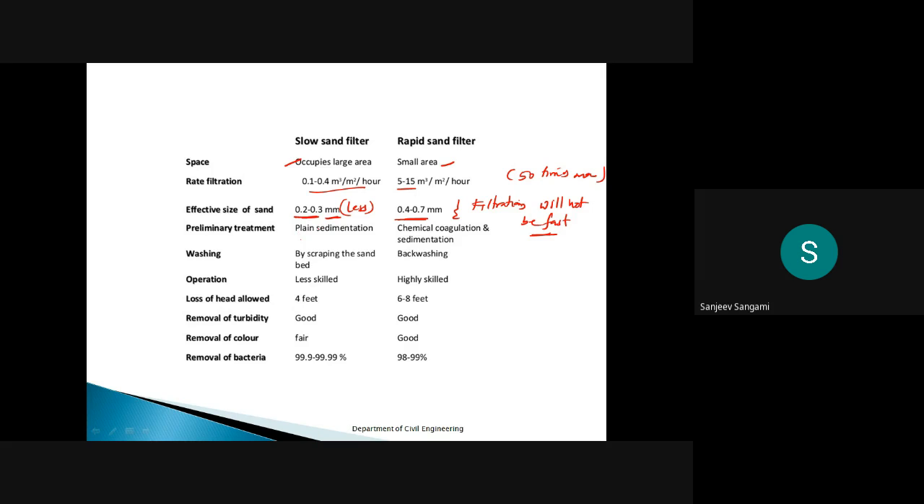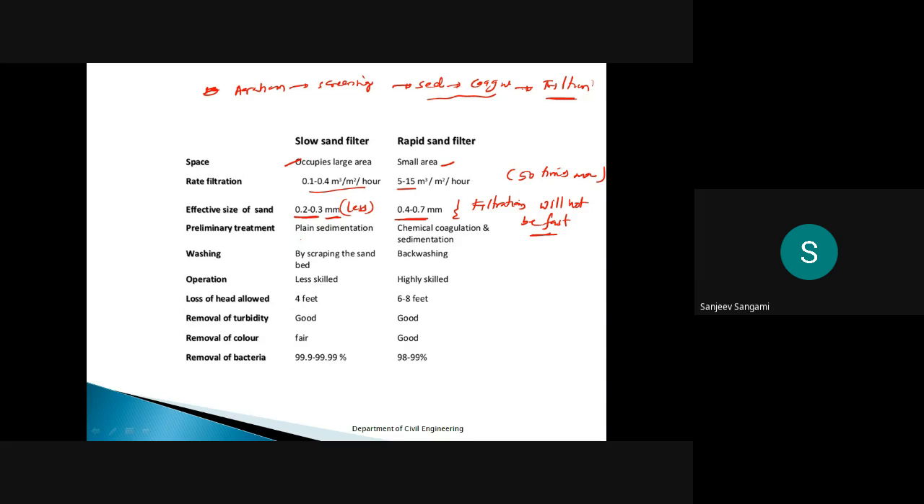Then, is preliminary treatment required or not? See, we have the systematic process: aeration, then screening, then sedimentation, coagulation. Sometimes there is sedimentation cum coagulation. Then it will be filtration.